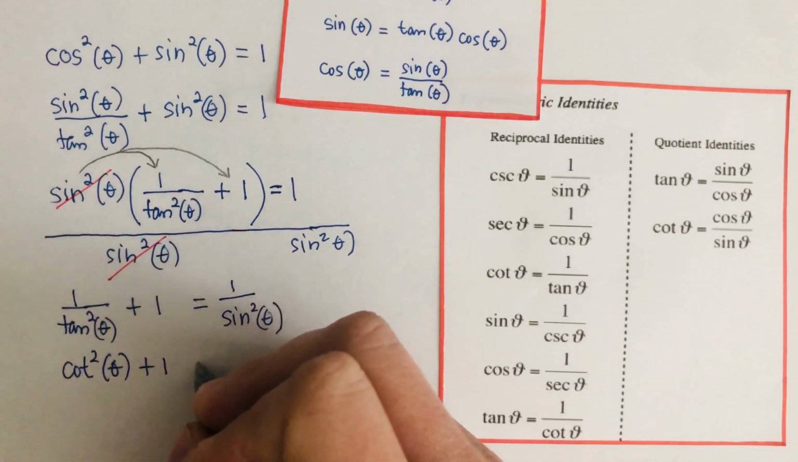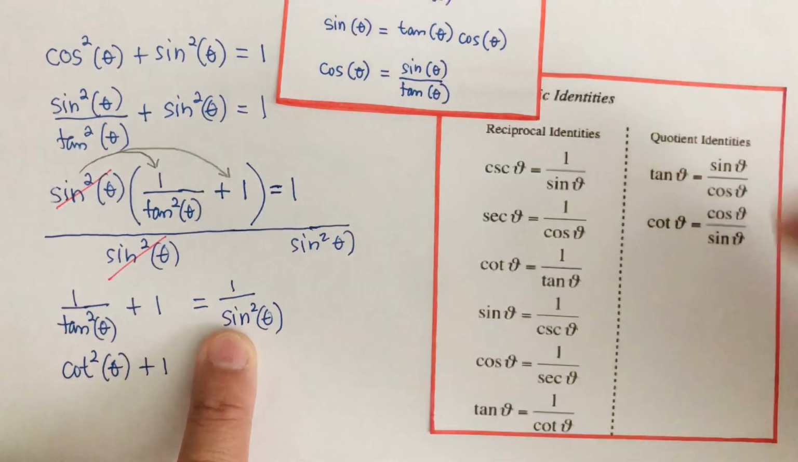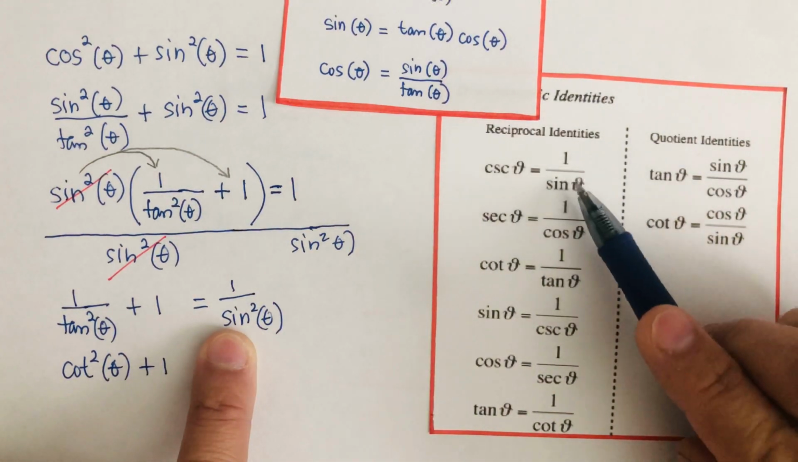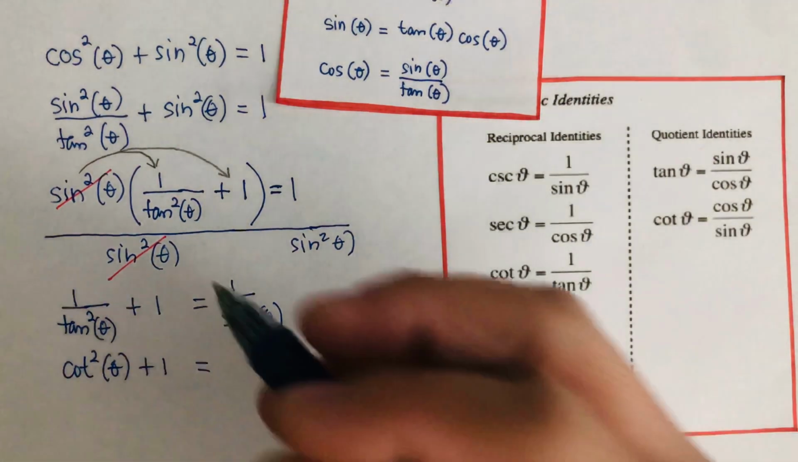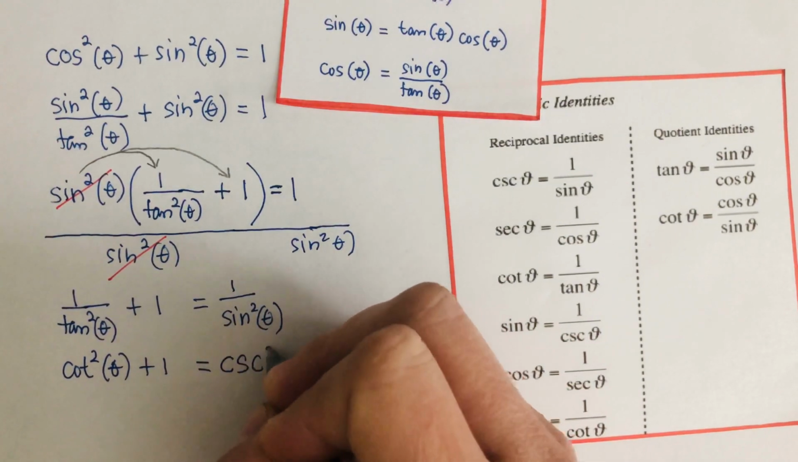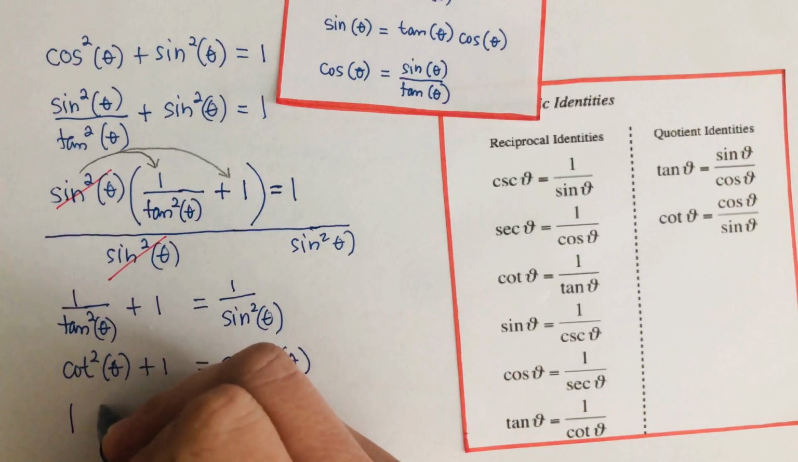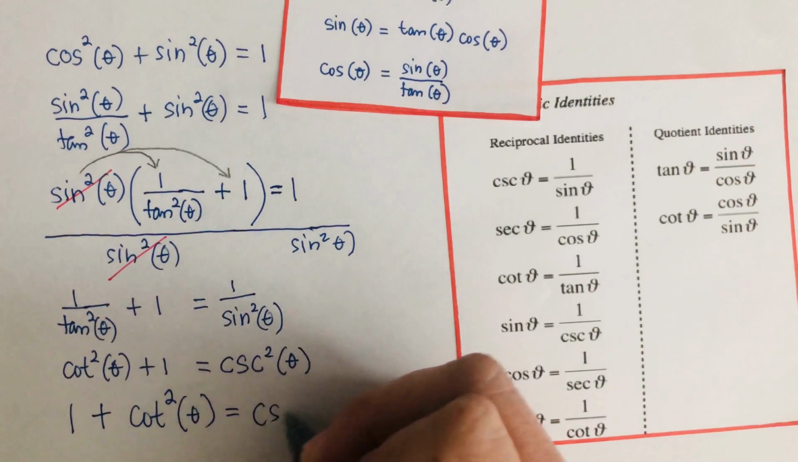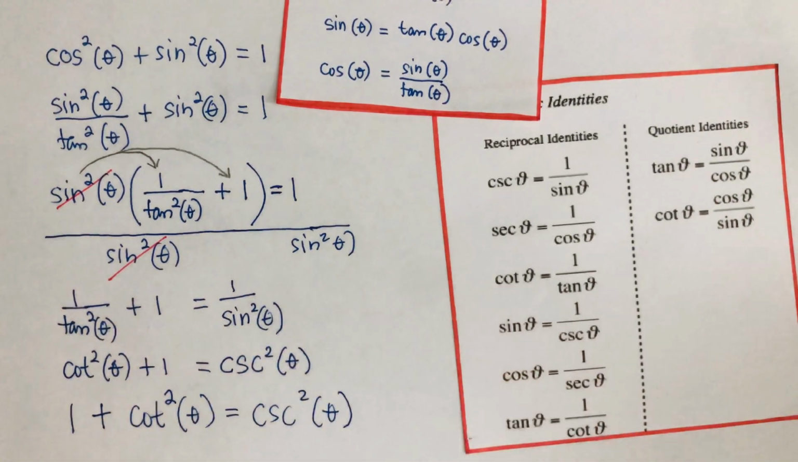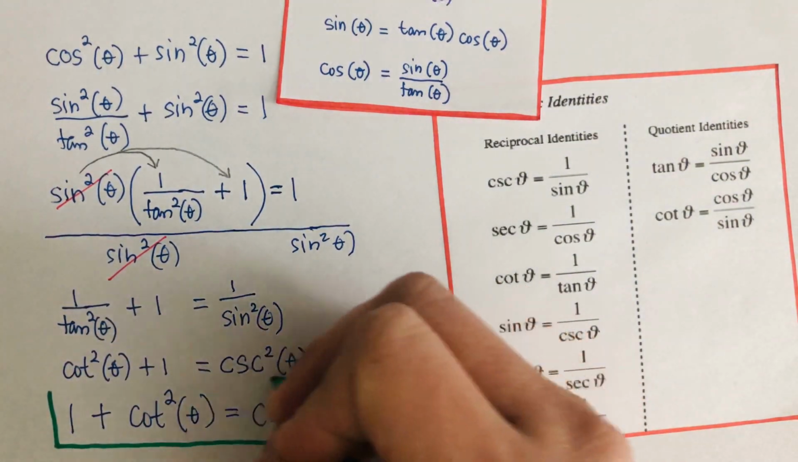And then plus 1 is equal to 1 over sine, which is actually cosecant. So cosecant squared is equal to 1 over sine squared. So 1 over sine squared is equal to cosecant squared theta. Then this is the second Pythagorean identity. So we can rewrite this as 1 plus cotangent squared theta is equal to cosecant squared theta. This is the second Pythagorean identity. I'm just going to put this inside a box.